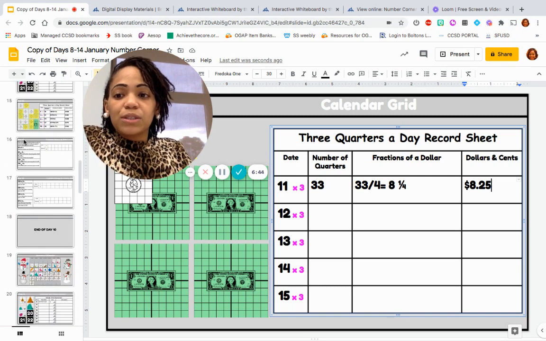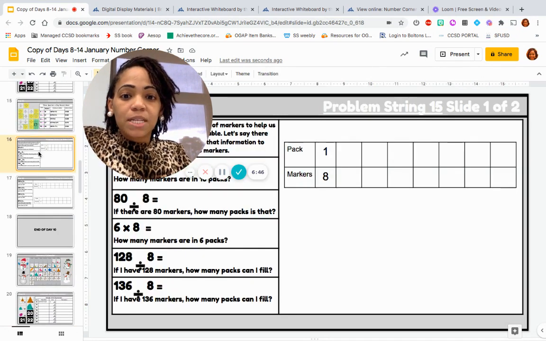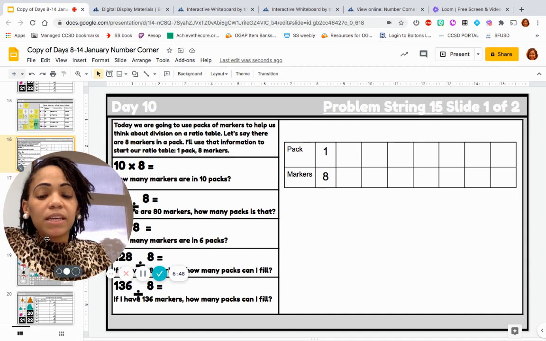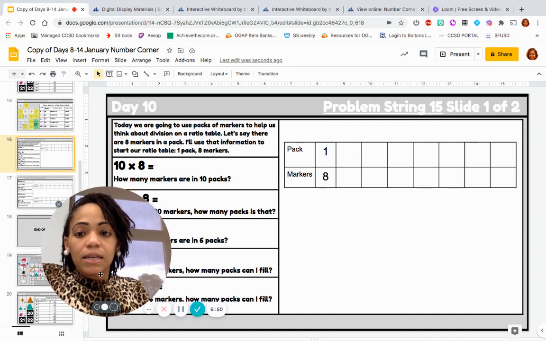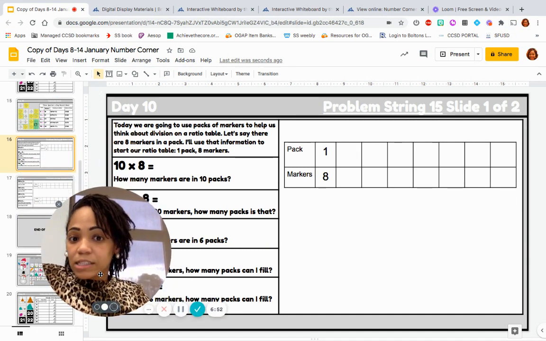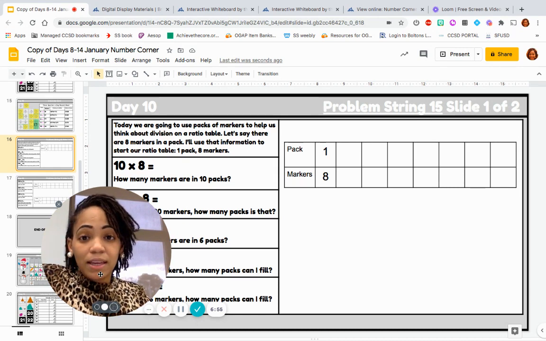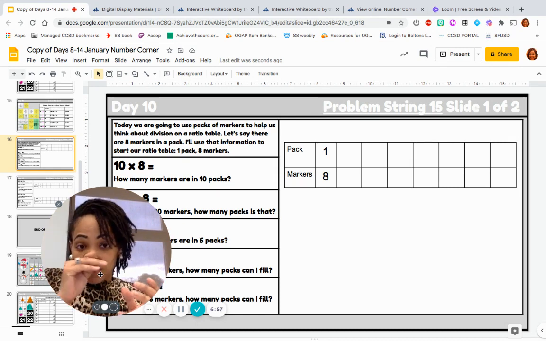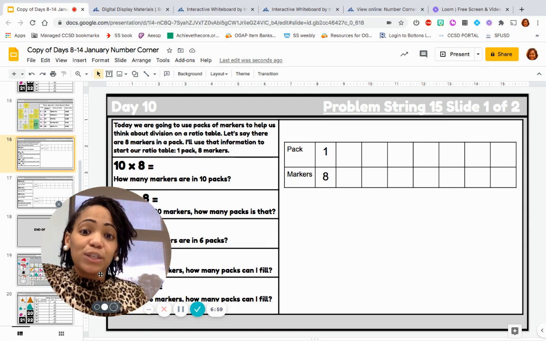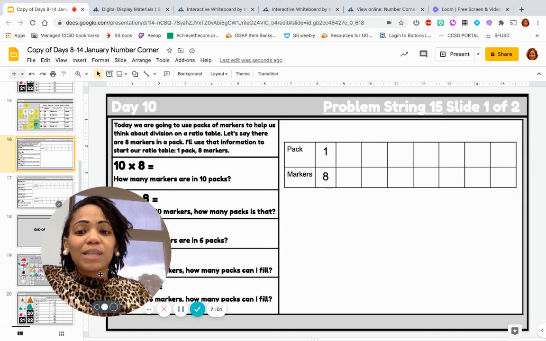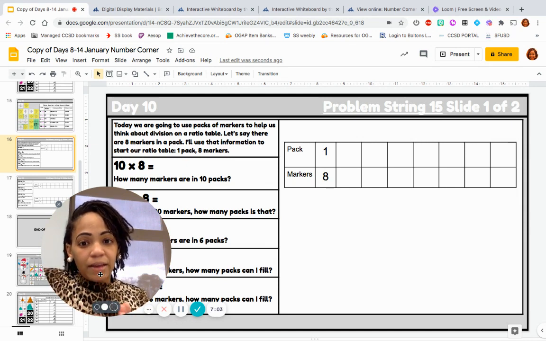Now I want to jump into our problem string, and I'm going to give you some context. So we're going to be talking about packs of markers, and we're going to be thinking division. But this time, we're going to use a ratio table, okay? So let's just say that there are 8 markers in a pack, and that's going to help us figure out the answers to the remaining questions.